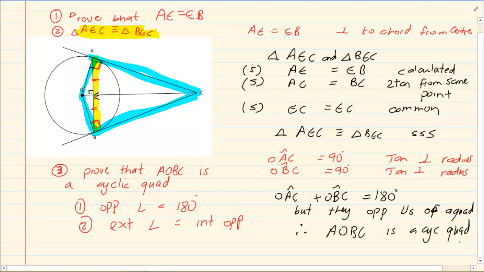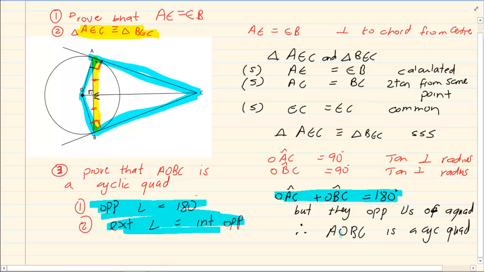So when you want to prove something, then you have to take one of their rules and see is it applying. And in this case, the opposite angle is equal to 180 applied. And since it applied, then it is a cyclic quad.